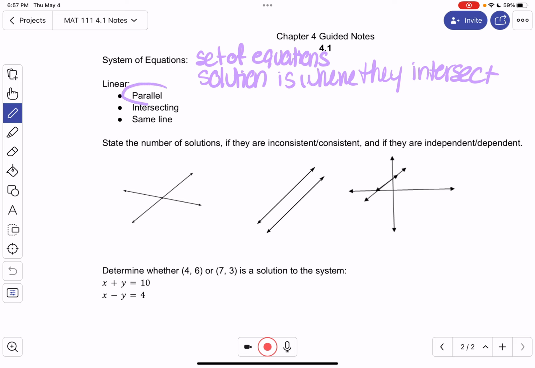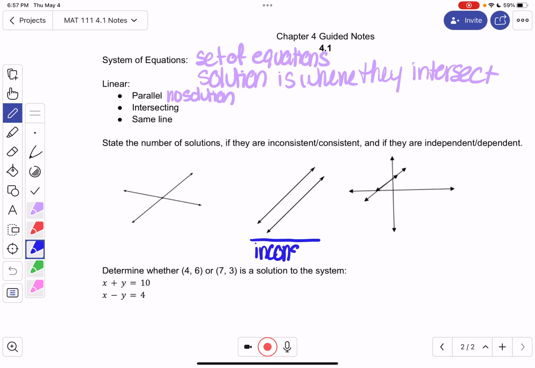Parallel lines have the same slope and never touch, so they're not going to have a solution. There's no solution to parallel lines because they never cross. We refer to those as inconsistent. So these ones are parallel. They never cross, so they're inconsistent. They're never the same, inconsistent.